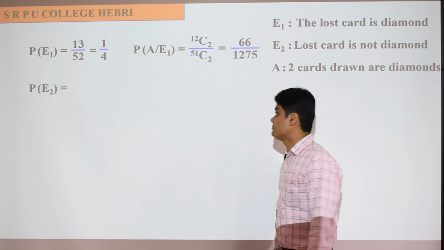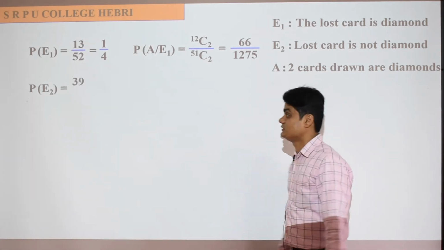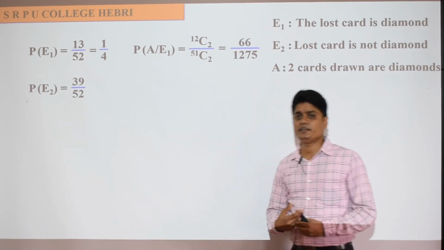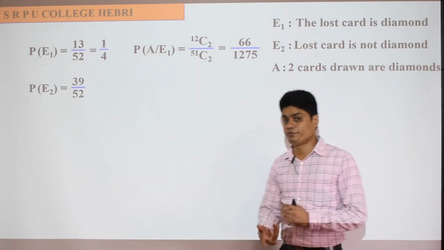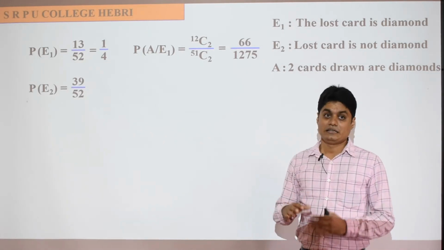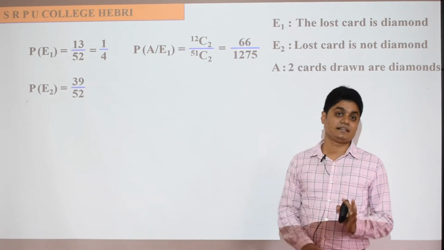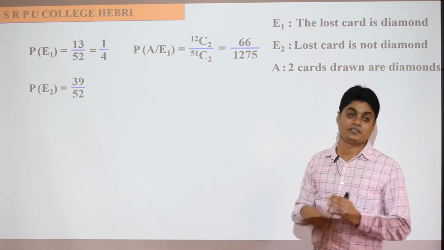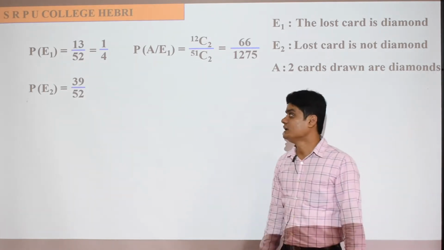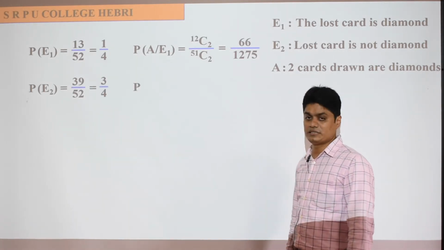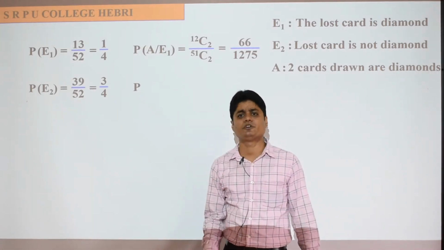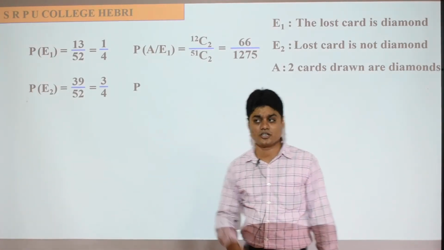Can you tell me what is the probability of E2? The lost card is not a diamond. 39 by 52. Why 39? See, out of 52, 13 cards are diamonds. The remaining all are not diamonds, and 39 cards are not diamonds. So for the selected lost card to be not a diamond, there are 39 favorable outcomes. Total again 52. So it is 3/4. Understood? You can also take the complement, 1 minus 1/4, which gives 3/4. E1 and E2 are complements of each other.